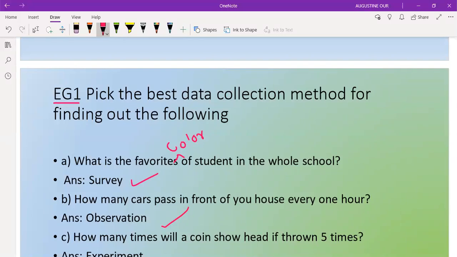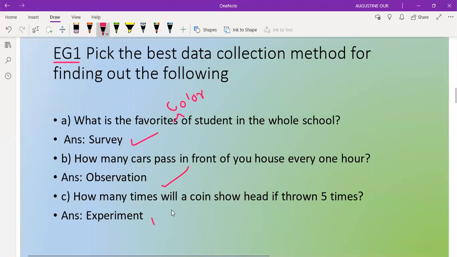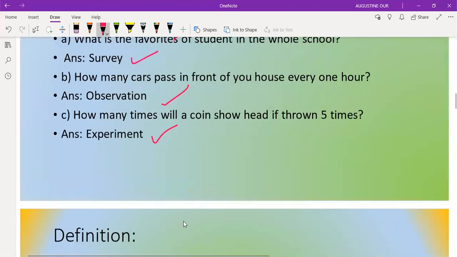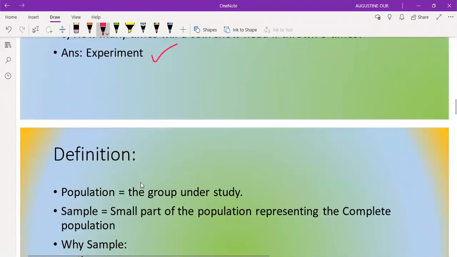And this is an experiment because we're interfering inside. We are putting our hands in, we are making the variable work, okay? There's a coin, it's not just sitting, we are throwing it. So that's what we call an experiment. You are interfering with the system, an experiment, okay? And that is over. So we want to define some other things here, guys.